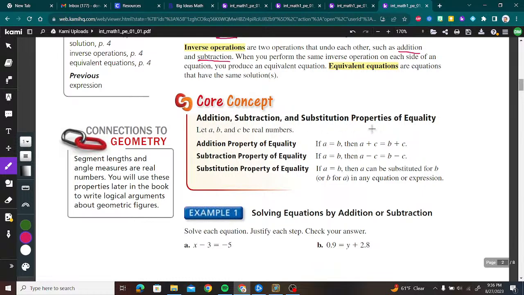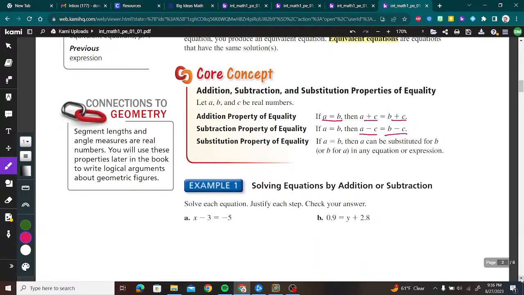Addition, subtraction, and substitution properties of equations. If a equals b, then I can add some value c to both sides and still have a true statement. Likewise, I could subtract c from both sides and still have a true statement. And if a equals b, then a can be substituted for b, or b for a, in any equation or expression. These things are important for various reasons that we'll see.